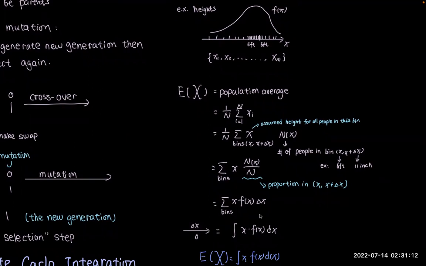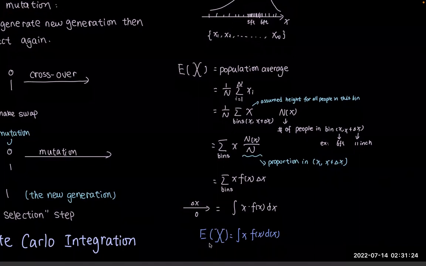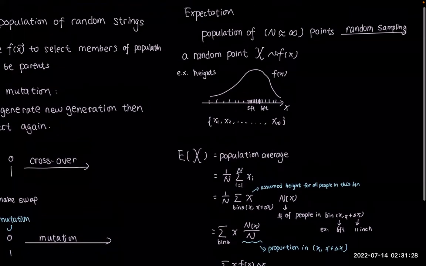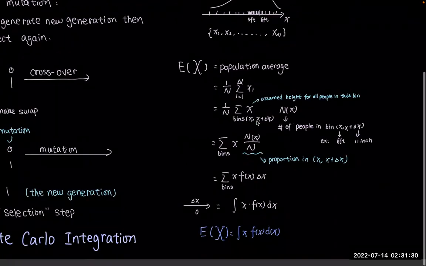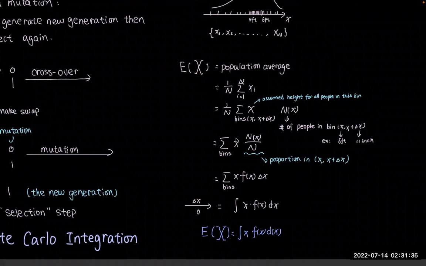So x, f(x), so this infinitesimal delta x becomes dx in this integral notation, and this elongated S stands for summation. Therefore, we can more formally define E of x, if x follows this density f of x, to be the integral of x f(x) dx. Remember that here is what we want to sum over, and this is the proportion, which is f(x) delta x.